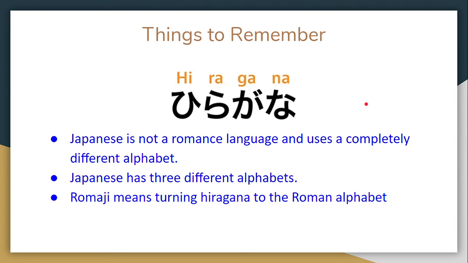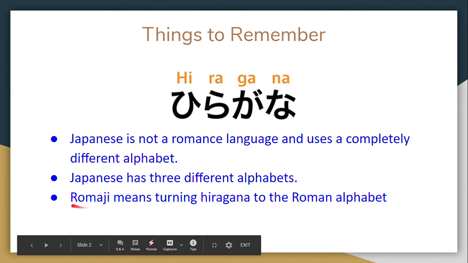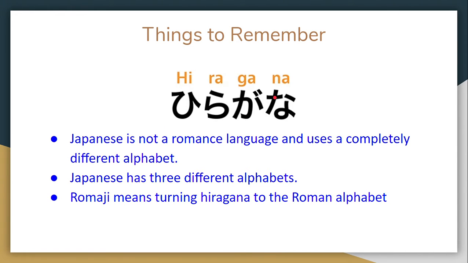Now, one term we will be throwing around is romaji. If you turn your attention right up here, you'll see an example of hiragana spelling out the word hiragana. Above it, you'll see the Roman letters that denote what sound each of these hiragana are making.